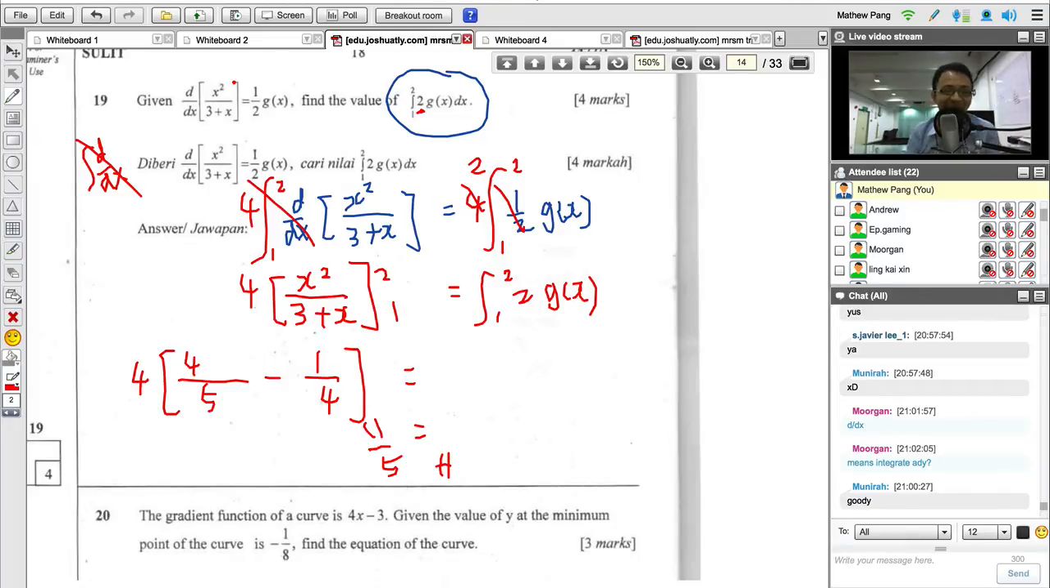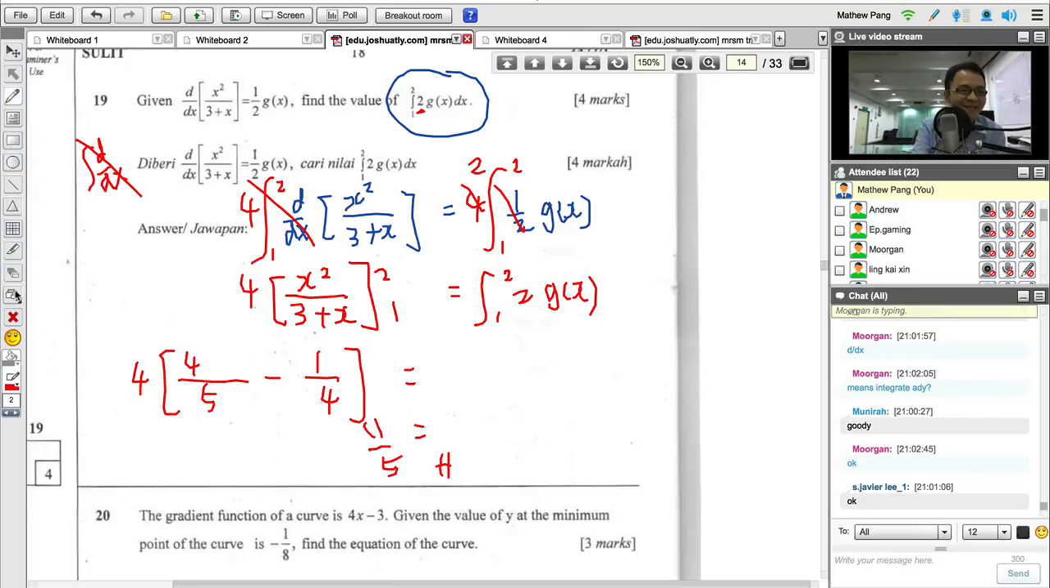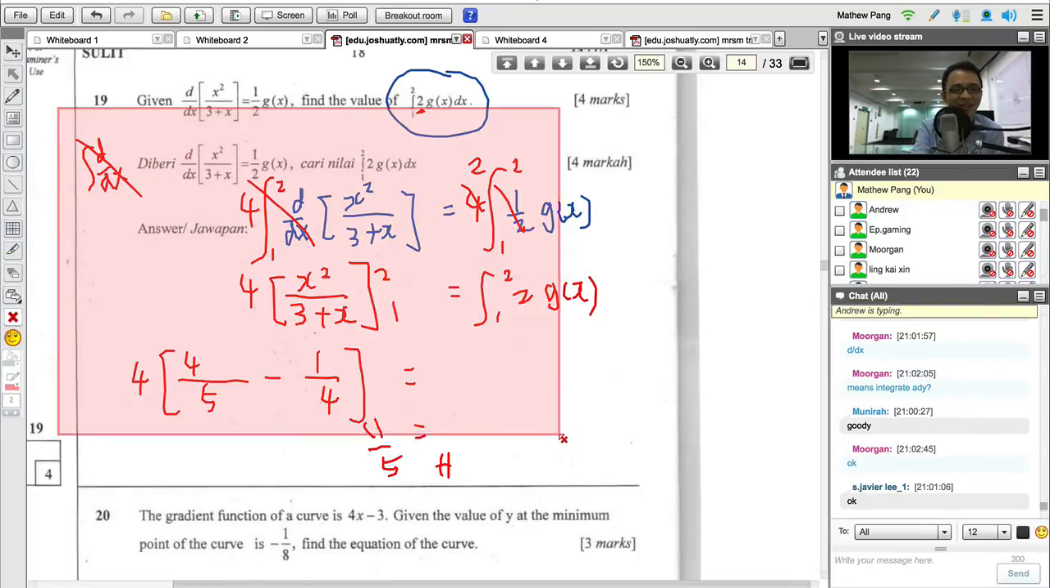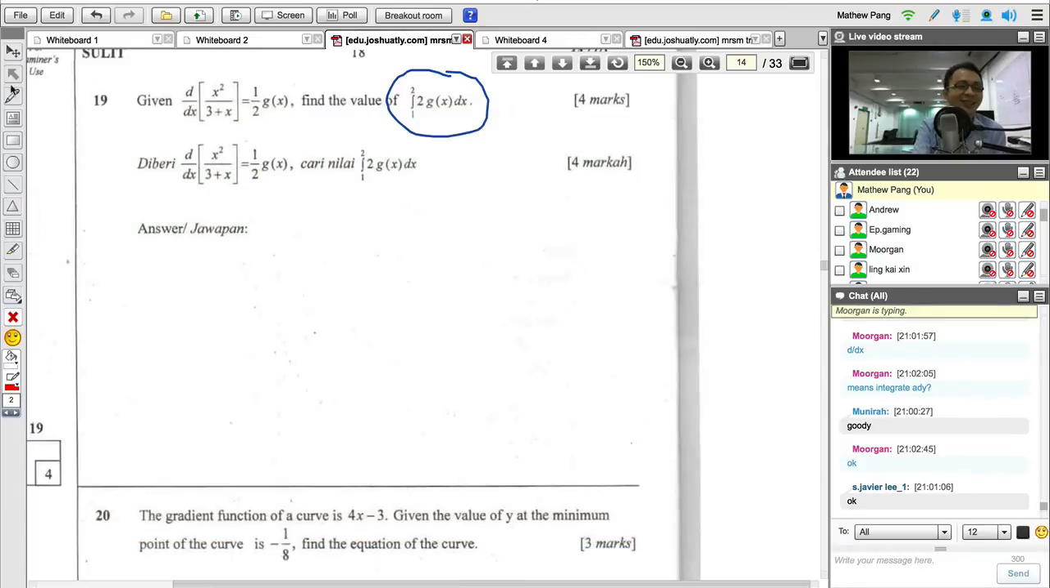Okay, maybe I try to use some simple example to help some students. Okay, this one I'm going to erase it because I'm going to use another example. Okay, let's see. This is just an example. I hope my example is okay.